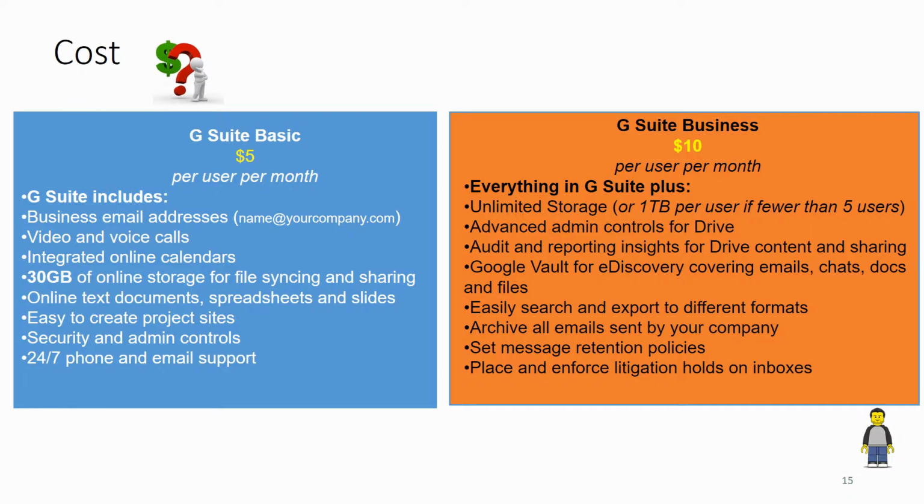So G Suite for business, $10 per user per month, everything in the basic, plus unlimited storage or 1 terabyte per user if fewer than 5 users, advanced admin controls for Google Drive, audit and reporting insights for Drive content and sharing, Google Vault for e-discovery covering emails, chats, docs and files. Easily search and export to different formats, archive all emails sent by your company, set message retention policies and place and enforce litigation holds on inboxes.